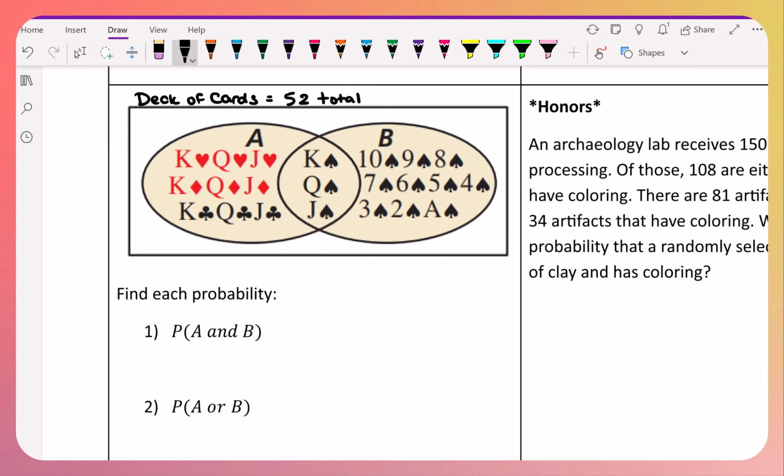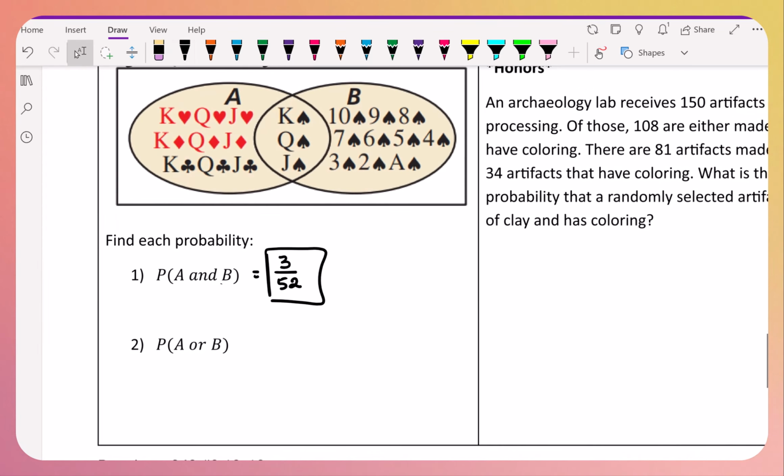So if you look at question number 1, it's saying what's the probability of A and B? So that is the literal overlap of A and B. So how many do we have in this and section right here? We have 3 out of a total of 52 cards, and that does not simplify, so it's just 3 out of 52. The second one is an or, so I would go ahead and split these up into 2 different sections.